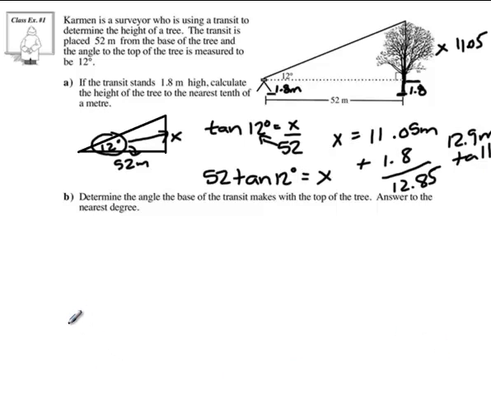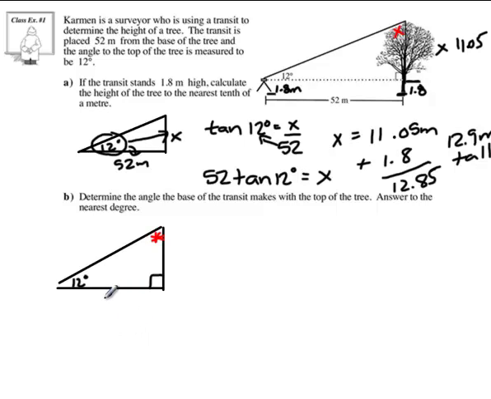Part B says determine the angle the base of the transit makes with the top of the tree. So in this case, part B, they're asking for something different. They're looking for this angle at the top. So again, I'm just going to redraw the picture. Sometimes it can be confusing when the tree's actually in it. Now I'm looking for this angle. And in a situation like this, it didn't matter that the transit's off the ground or not.